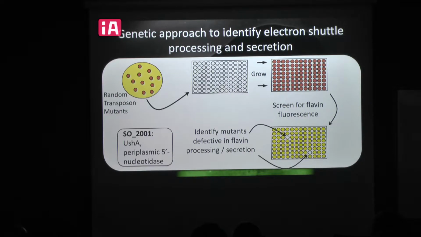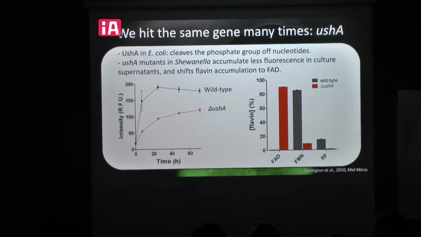Over and over again, one of my early undergrads, Mike Torcha, kept hitting the same thing. And so we decided to go after this. So let me tell you about this periplasmic nucleotidase. We hit the same gene many times, called USH-A. And here's a profile looking at fluorescence intensity over time. You see wild type has this characteristic sharp increase in fluorescence compared to the USH-A mutant. So we see less fluorescence in the USH-A mutant strain.